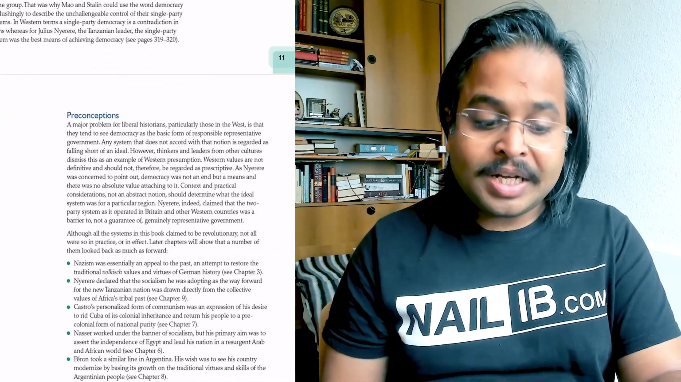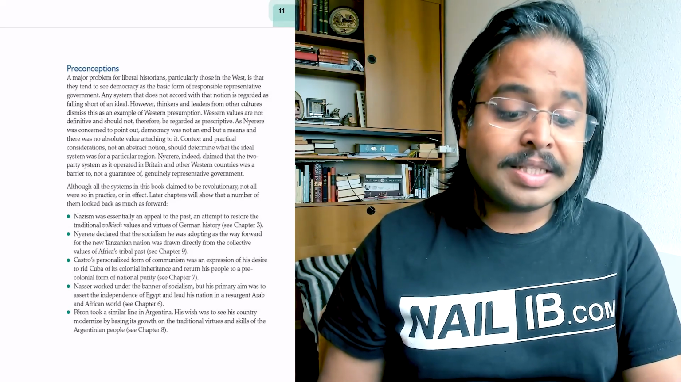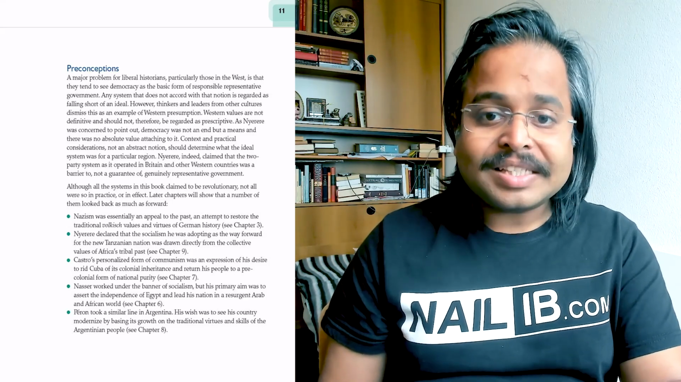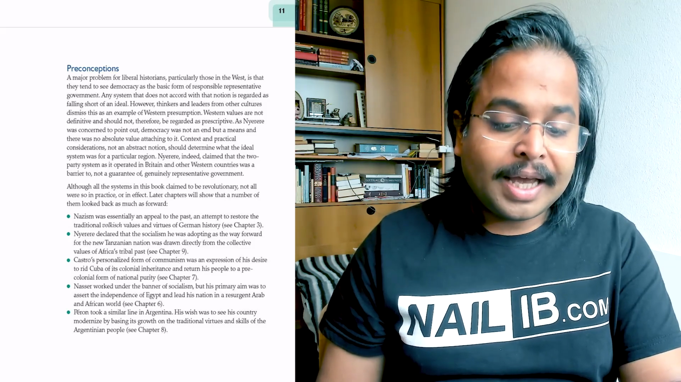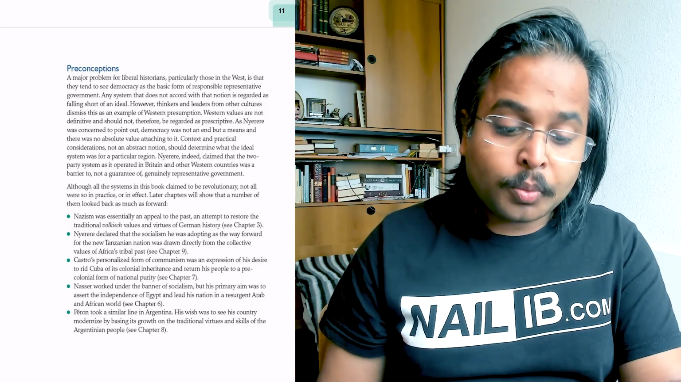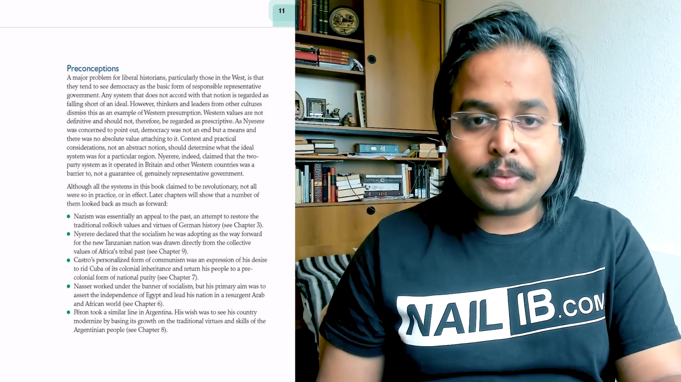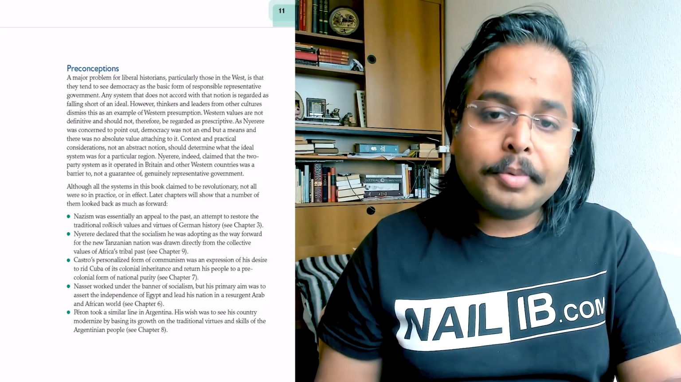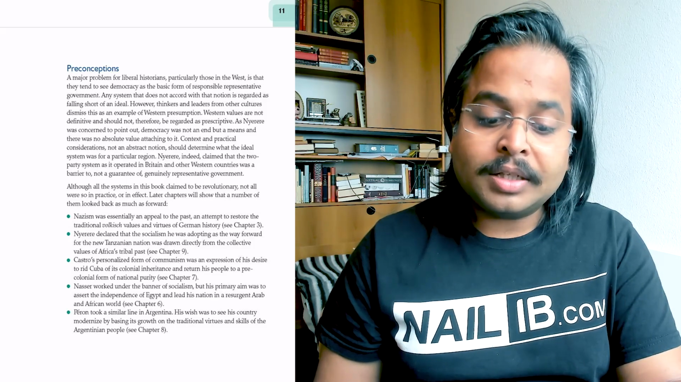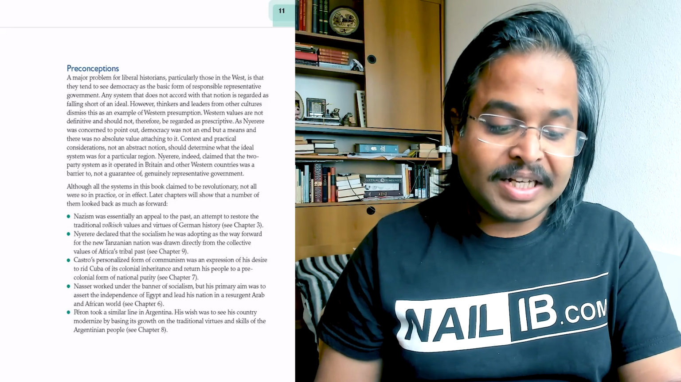Similarly, there's also the issue of preconceptions. A major problem for liberal historians, particularly those in the West, is that they tend to see democracy as the basic form of responsible representative government. The overarching necessity of democracy is seen as a requirement of any kind of civilized, responsible representative governance process. Any system that does not accord with that notion is regarded as falling short of an ideal. So think about all the other systems that we have seen in the 20th century in terms of Afghanistan, in terms of Iraq, because they don't seem to be reaching this very high ideal of the individual's rights being regarded as independent rights. Then they see these particular forms of government as failing an ideal.